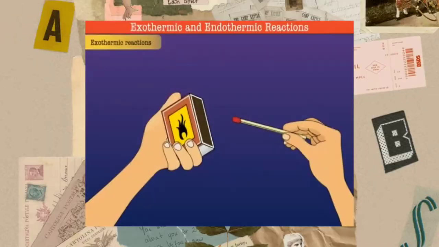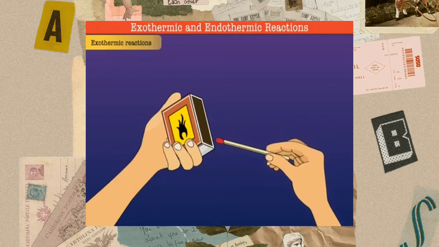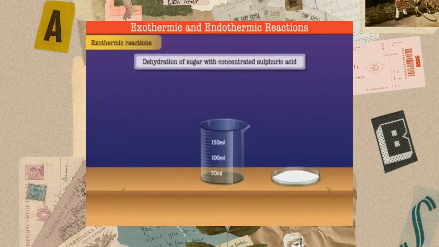Let's look at a few examples of exothermic reactions. Take a matchbox and strike the matchstick on its side. The matchstick burns, giving out a lot of heat. Let's watch this dramatic example of an exothermic reaction: the dehydration of sugar with concentrated sulfuric acid.